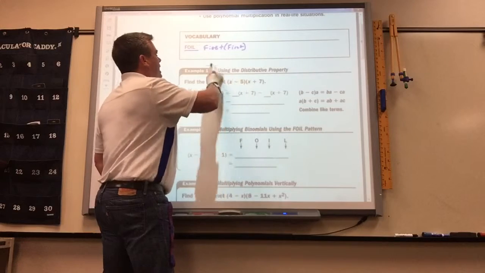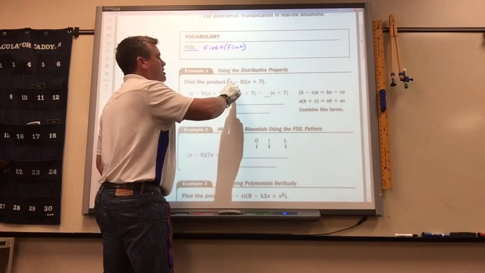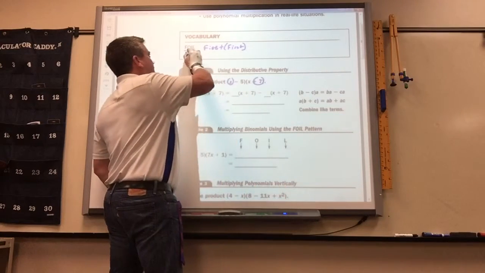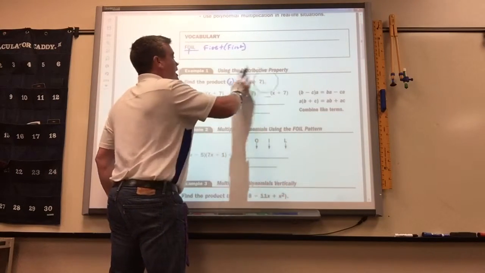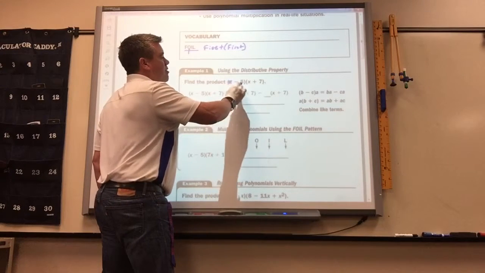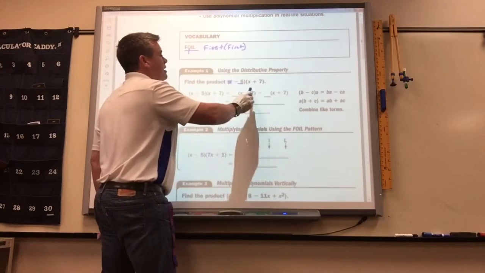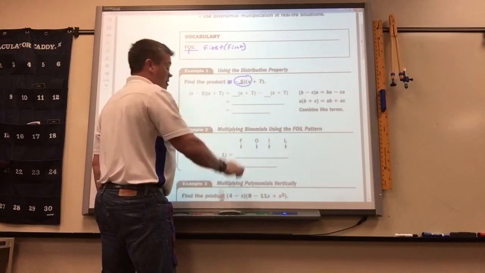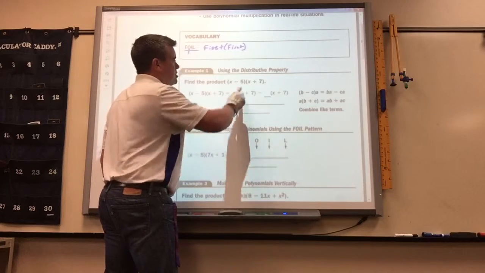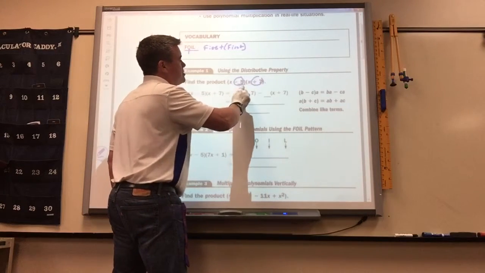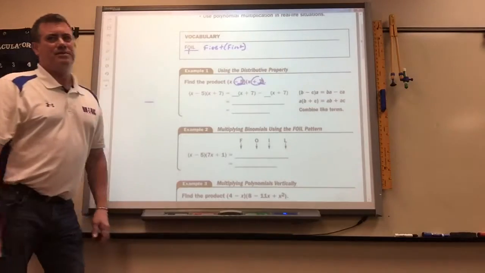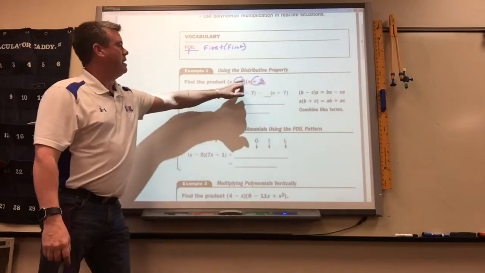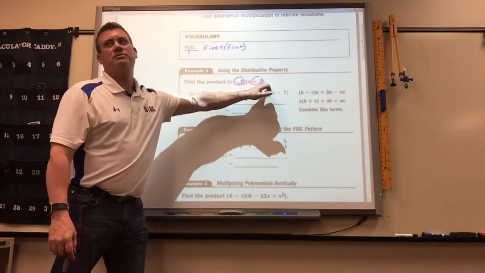And then you're taking the outside term here and the outside term here, so you're taking the outside times the outside. That takes care of the first thing. Then you go to the two inside terms, so you take the inside times the inside. And then you take this one times this one, the last term times the last term. So that's the acronym: first times first, outside times outside, inside times inside, last times last.